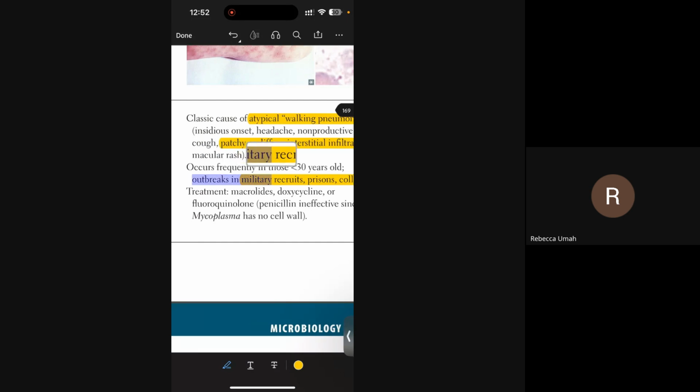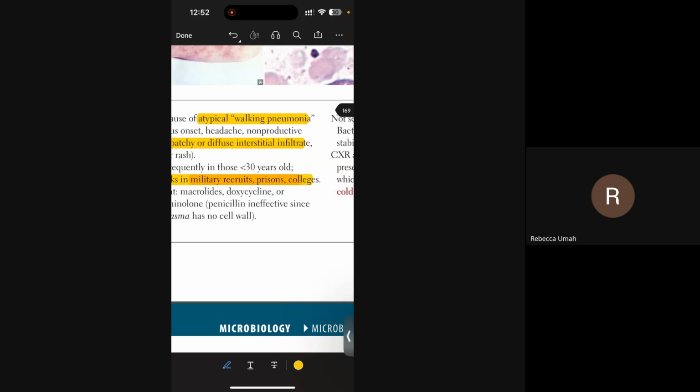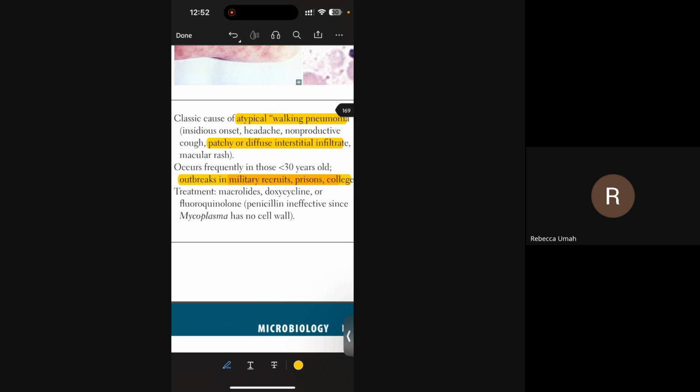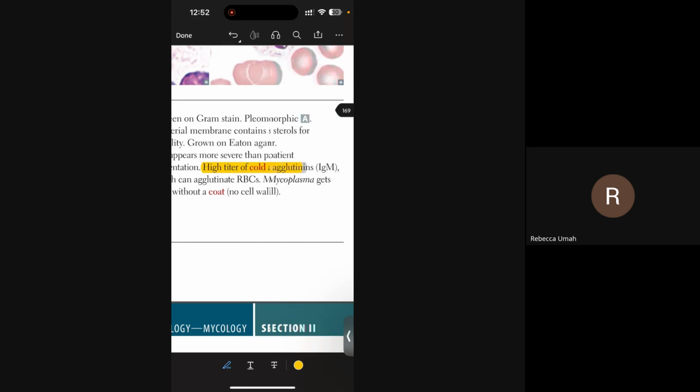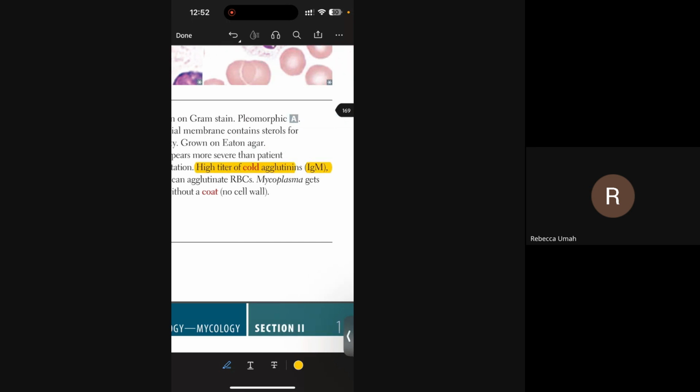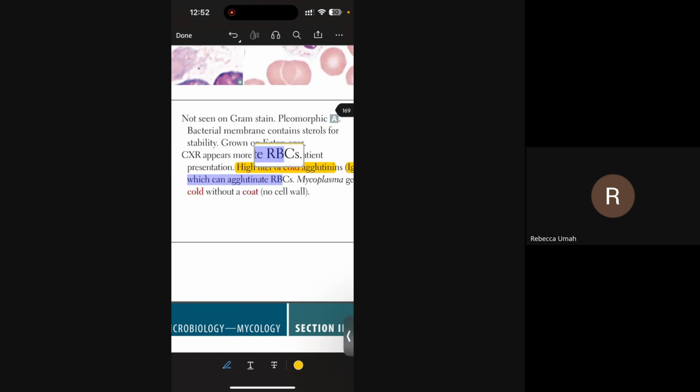Outbreaks are common in military recruits, prisons, and colleges. Our patient goes to a summer camp. It occurs in adults less than 30 years of age, and our patient's age is 15. There are high titers of cold agglutinins, IgM, which can agglutinate the RBCs.